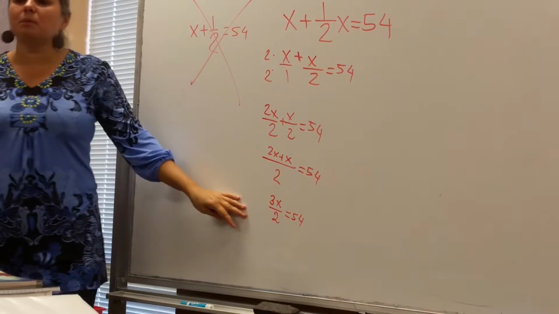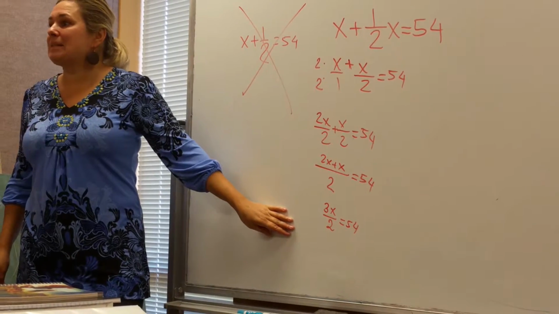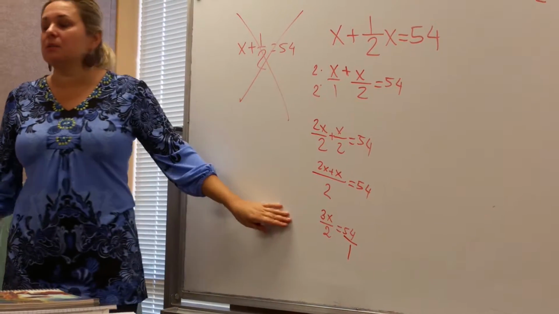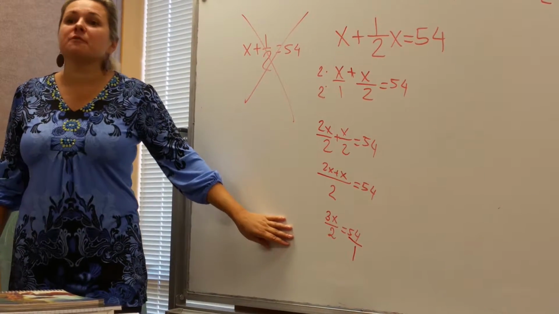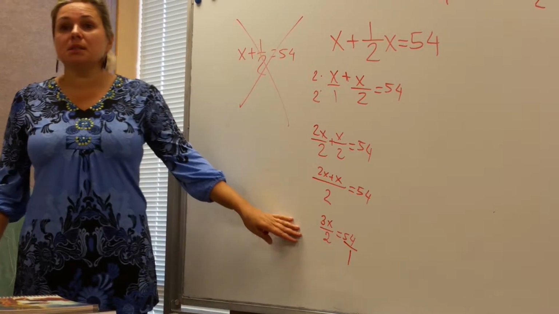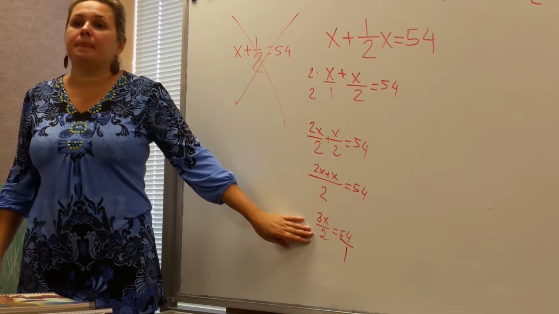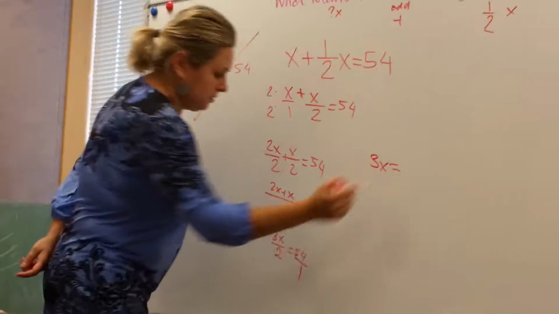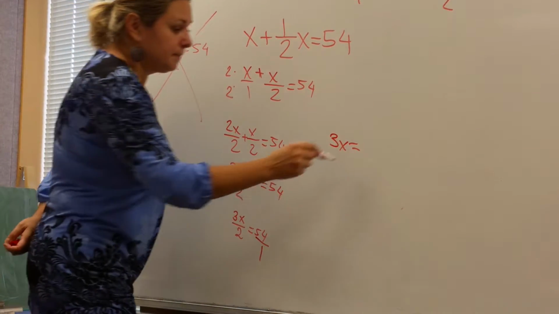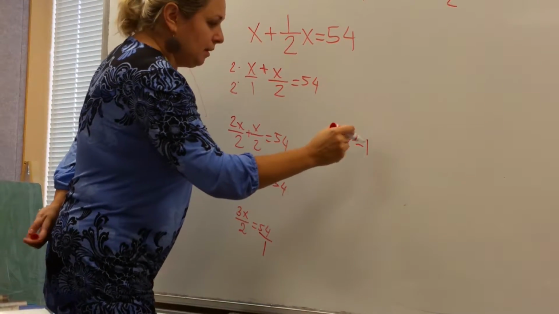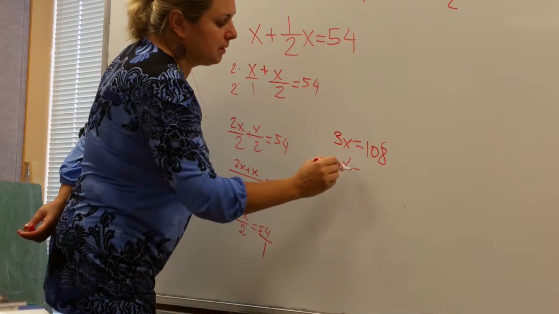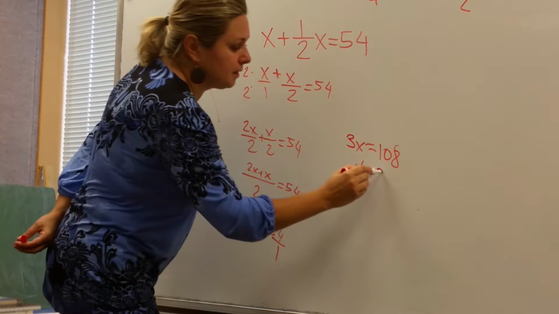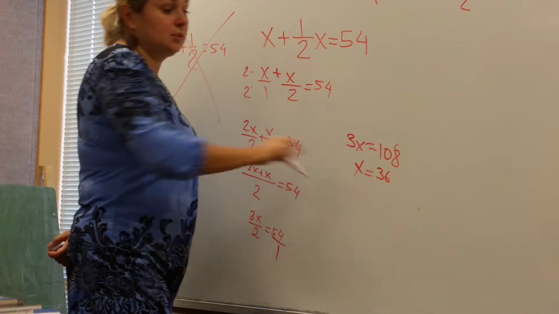I see division, so I will probably solve this by multiplication. Or I see the 54, I can do 54 over 1, and I will solve it by using cross multiplication. Very, very nice. I want Nay to cross multiply. That's what you do. 3x equals 108. And x equals somebody? 36. Good. So that is your number.